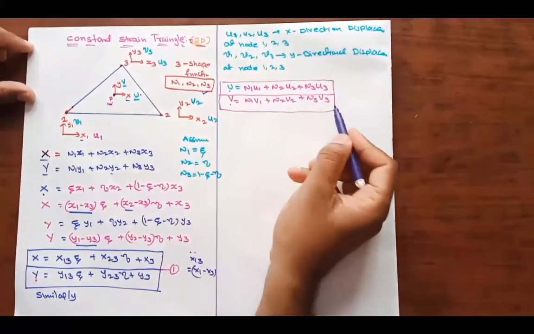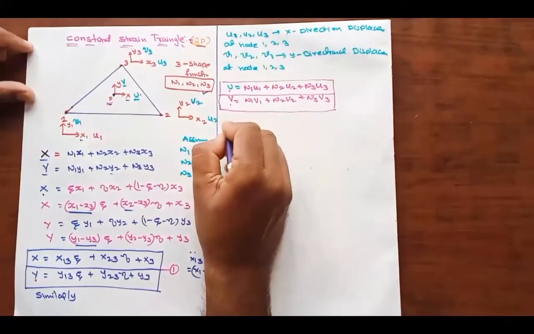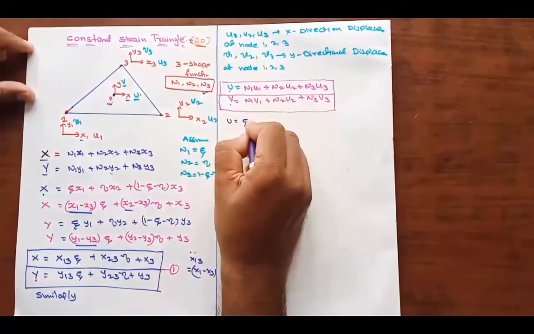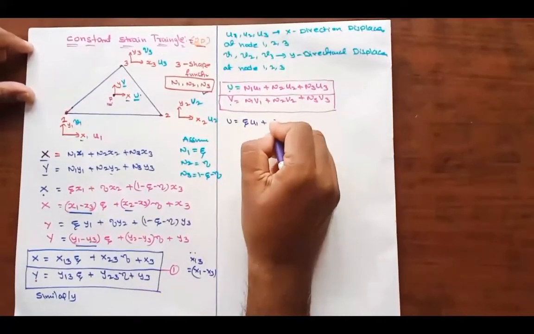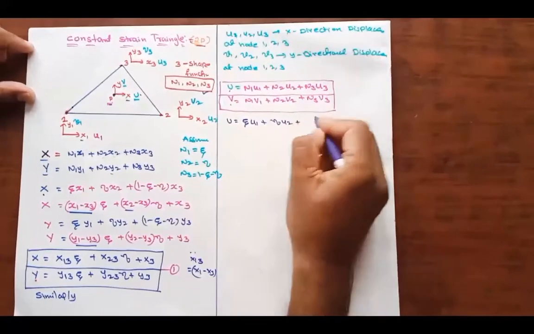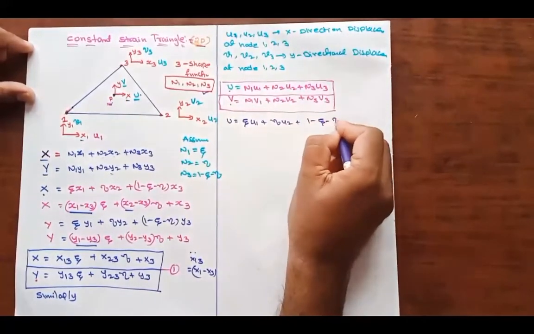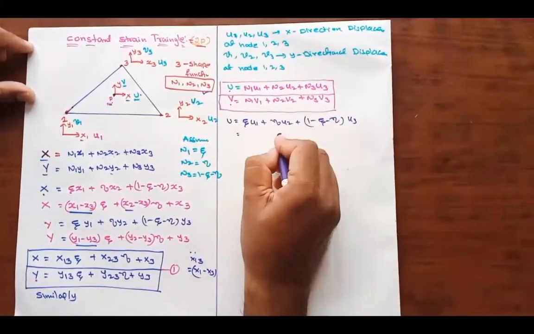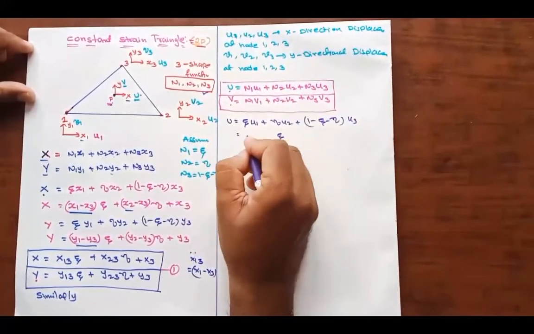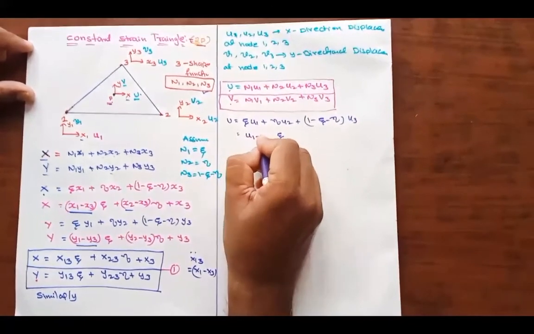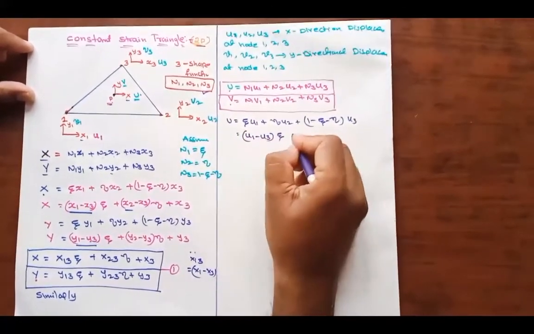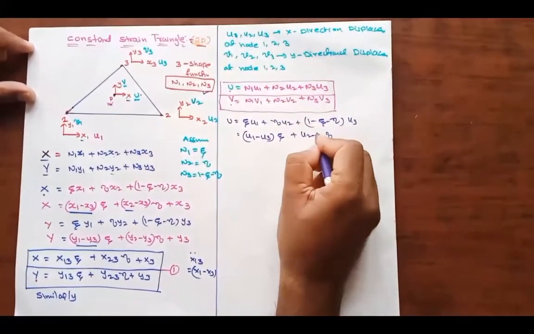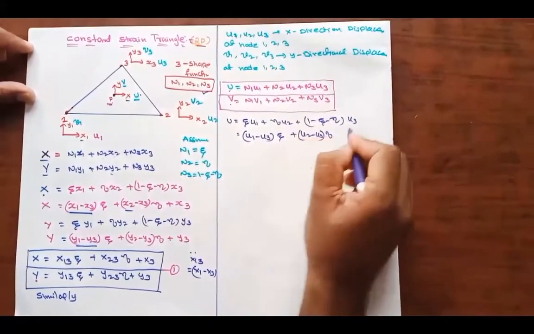Now this can be reduced. u can be written as, I know that N1 is equal to zeta into u1, plus N2 is equal to eta into u2, plus N3 is equal to 1 minus zeta minus eta into u3. So I have to separate the zeta terms and eta terms. If you separate the zeta terms, it is possible to write (u1 minus u3) of zeta, plus, for the eta terms in the above equation, (u2 minus u3) of eta, plus u3.